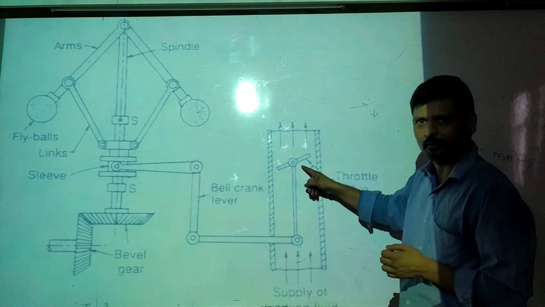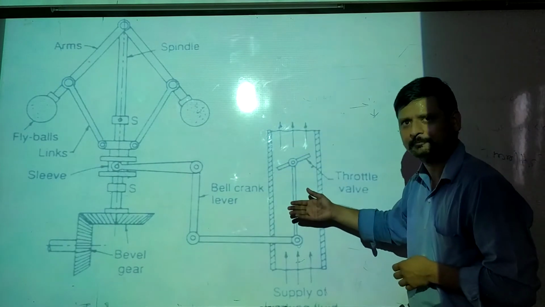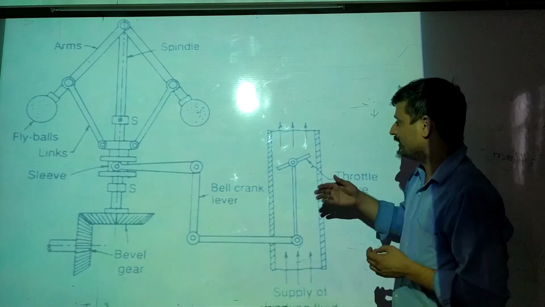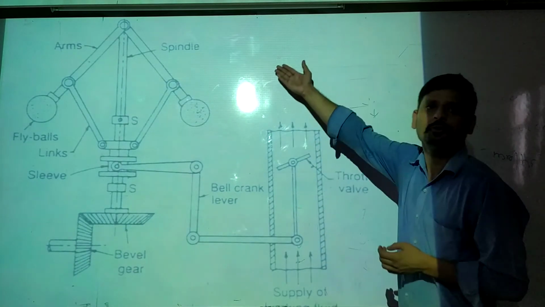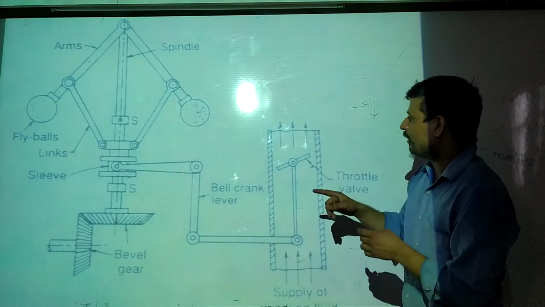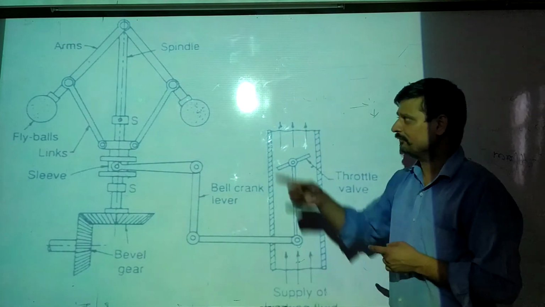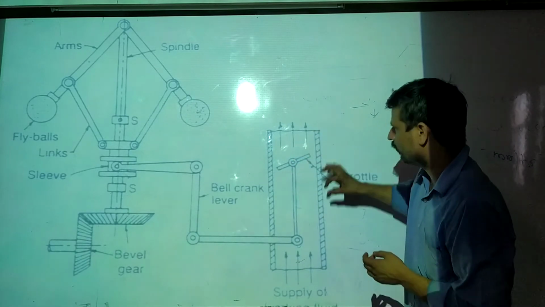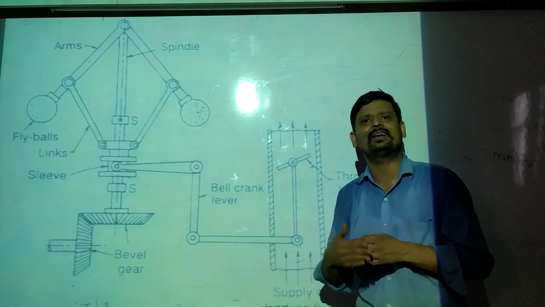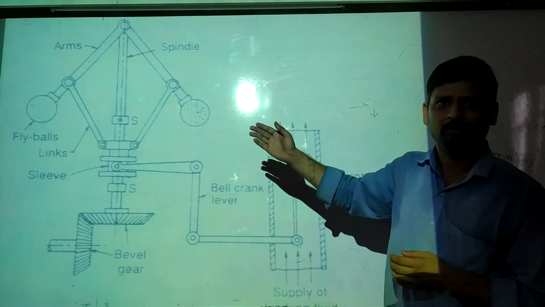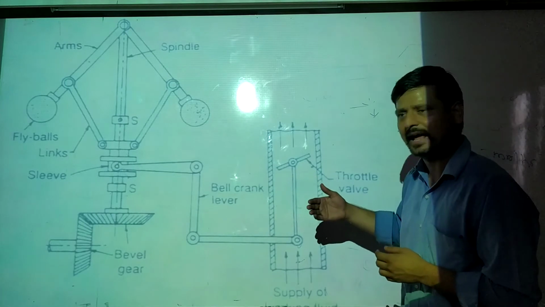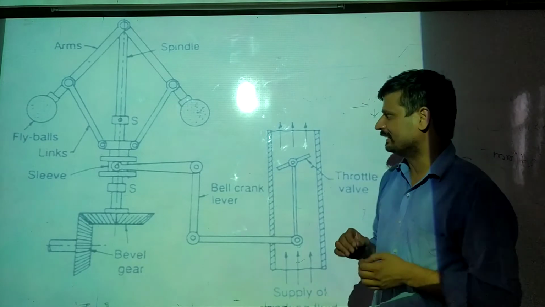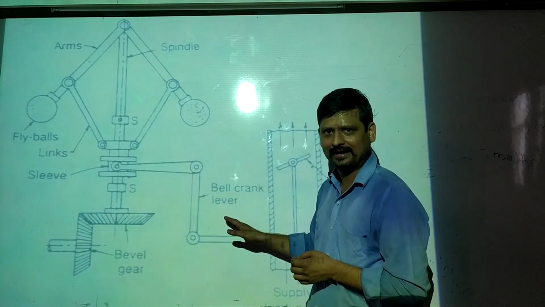Now there is a throttle valve in between this passage that allows how much amount of fuel will pass from this side to that side. Okay. Now our objective using this mechanical governor is to operate this throttle valve in such a way that it automatically controls the supply of the fluid. So for the same purpose we use a mechanism that is your bell crank lever mechanism.